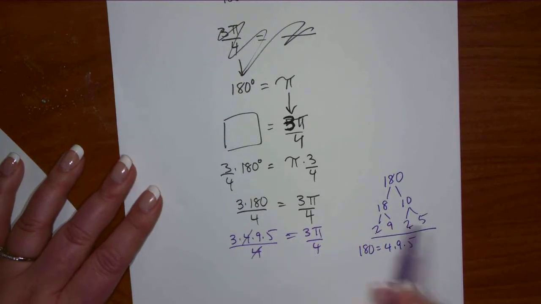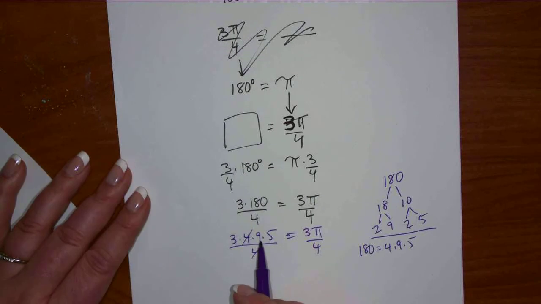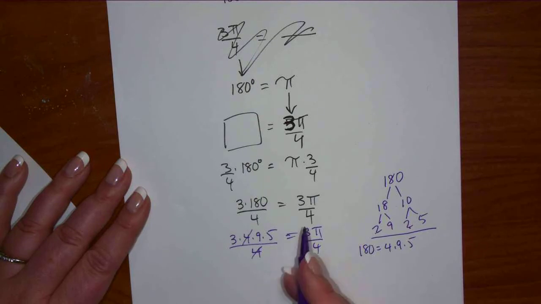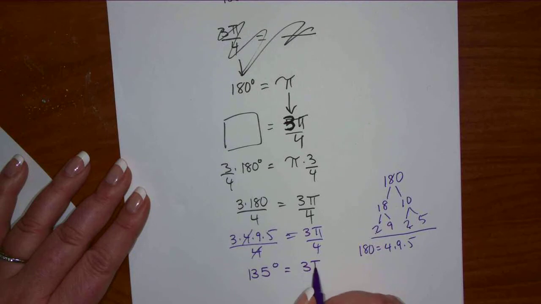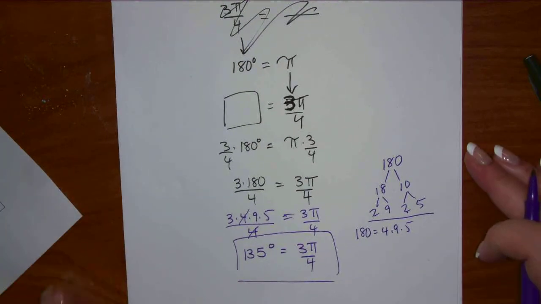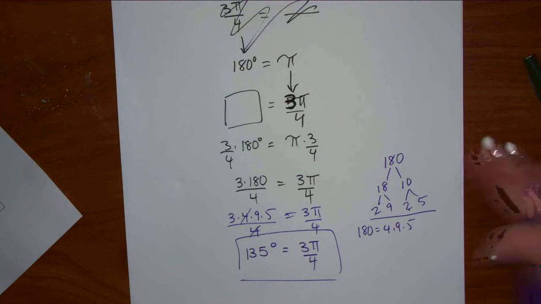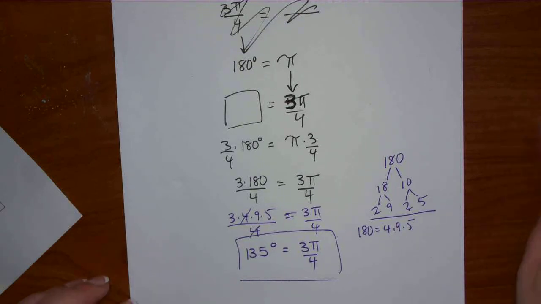So 180 is 4 times 9 times 5, and there's nothing else to cancel. So 9 times 5, 45 times 3, 135. Okay, so that's converting, and it might seem strange, but if you try a few, it's really easy. What you do is you start with 180 equals pi, and do something on both sides so that you have what you want, okay? And it's the same for both. So there's a few examples in the book you can try for that.